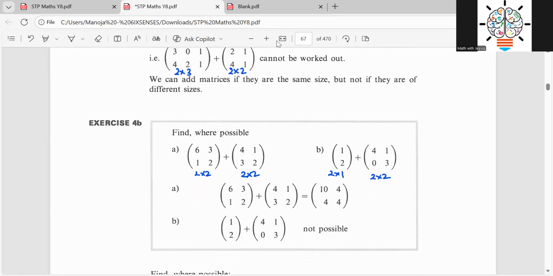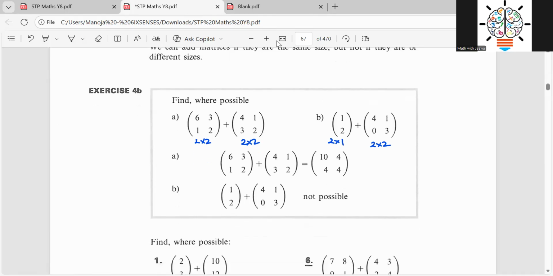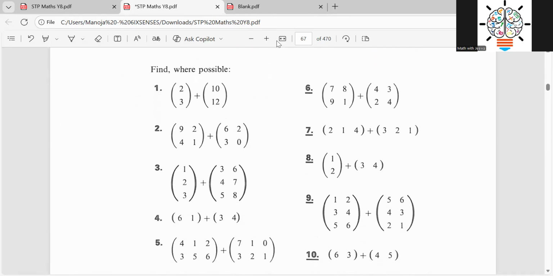If you have enough space, you can write because they are in different sizes. Right? They are in different sizes, or else the sizes of the matrices are not equal, so we cannot add them, or else this cannot be worked out. Right? Hope it is clear for all of you. And then if it is the same, I'll take a few examples.